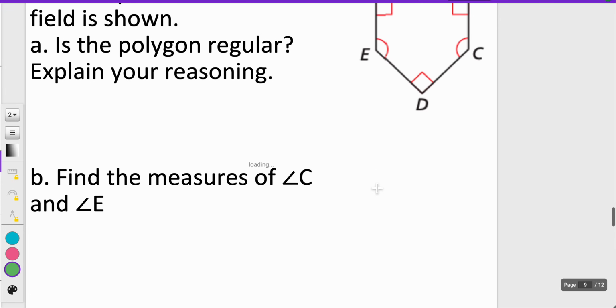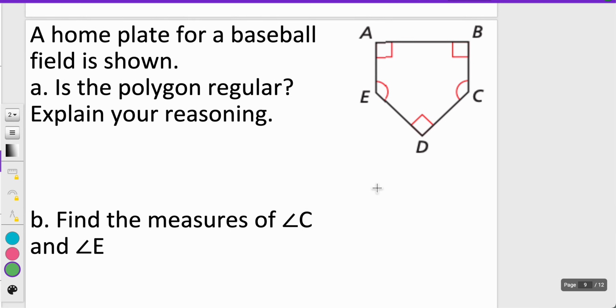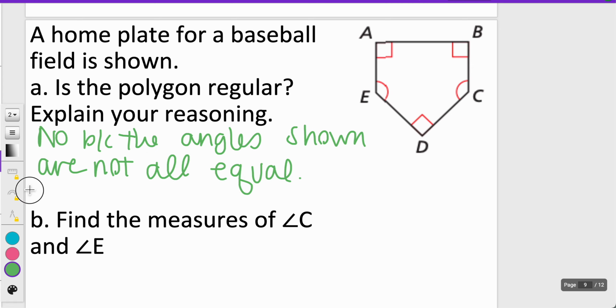So going to part 2 of our shape here, it says a home plate for a baseball field is shown. Is the polygon regular? Why or why not? We're going to say no because the angles shown are not all equal. We also don't know anything about the sides.